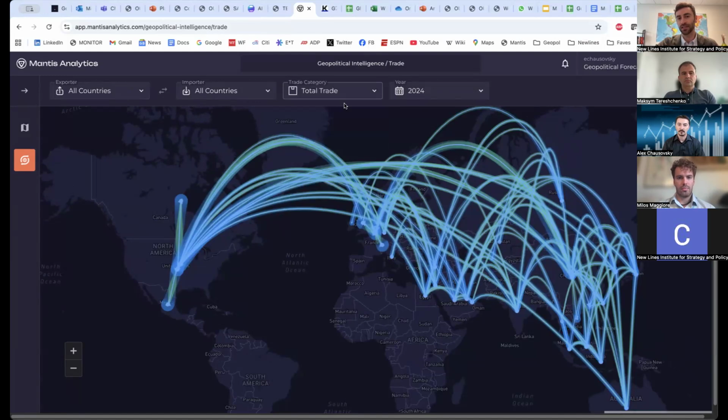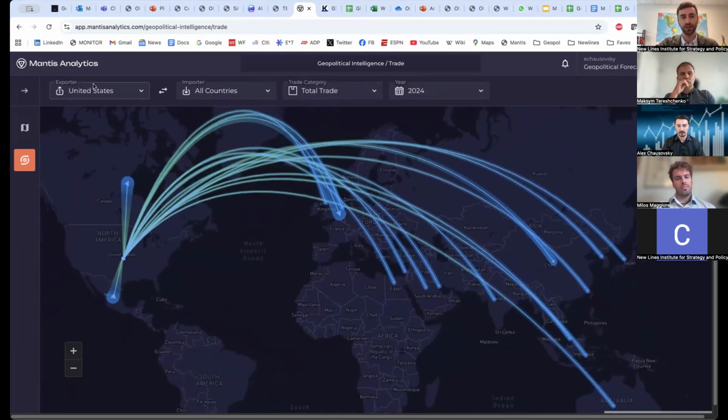So we isolated key trade categories, including things like energy supplies, like crude oil, natural gas, coal. We look at things like rare earth elements, semiconductor devices, and other technology, as well as critical minerals, aluminum, steel, copper, etc. So, for example, if you wanted to look at U.S.